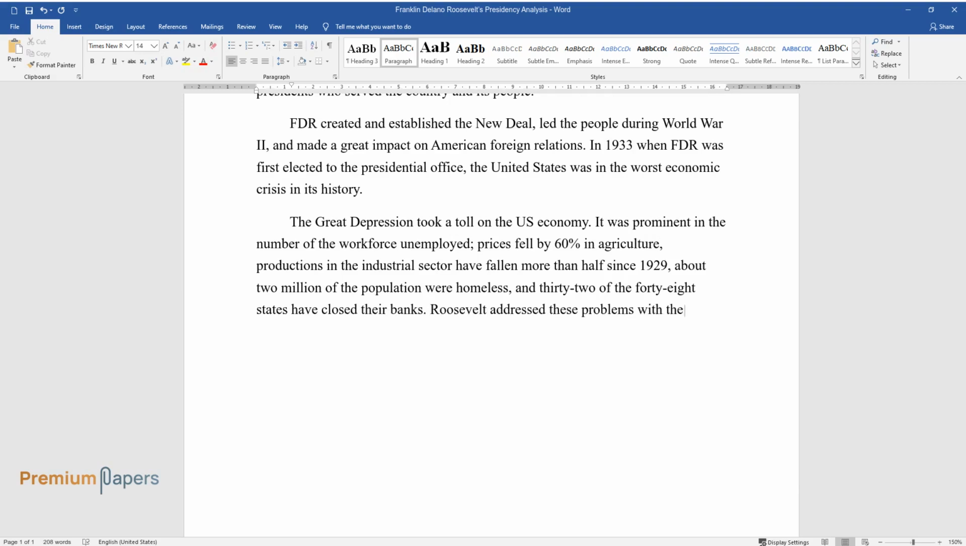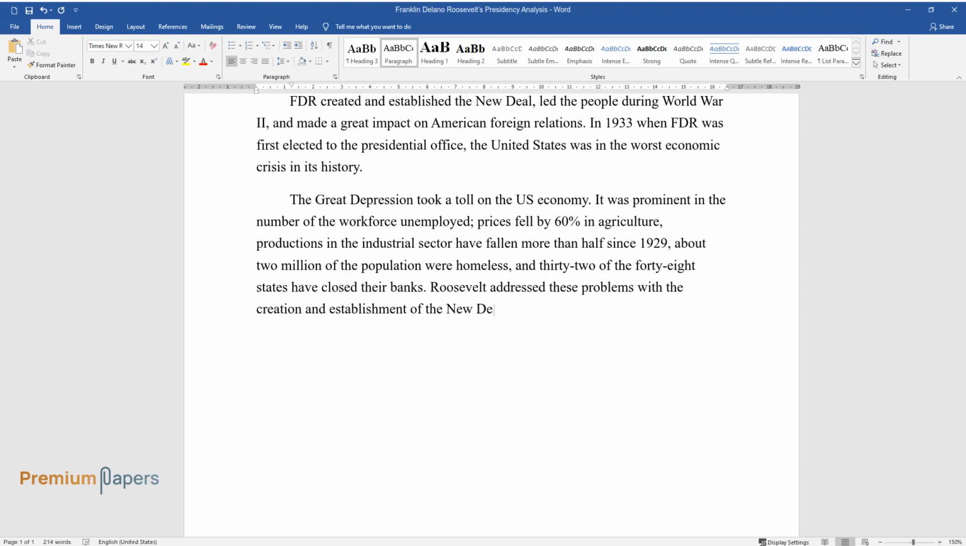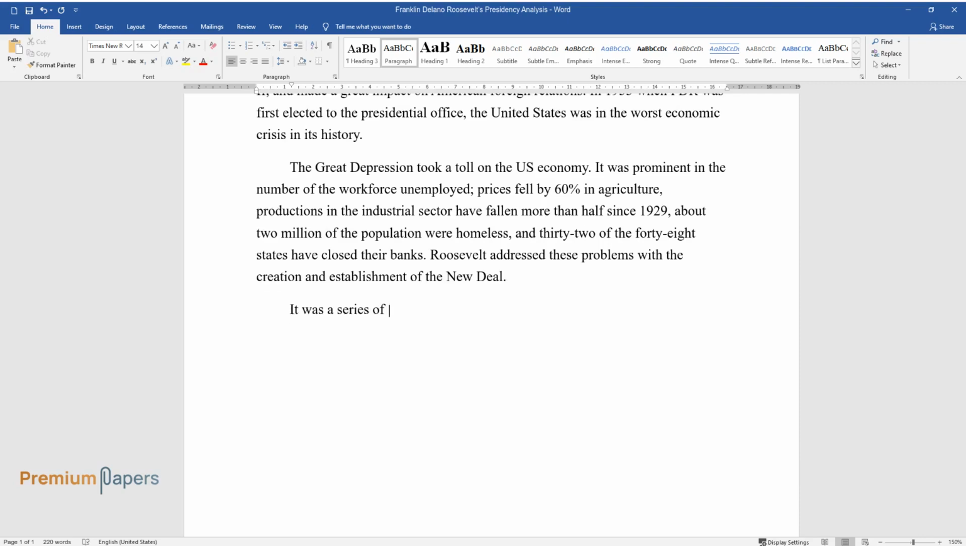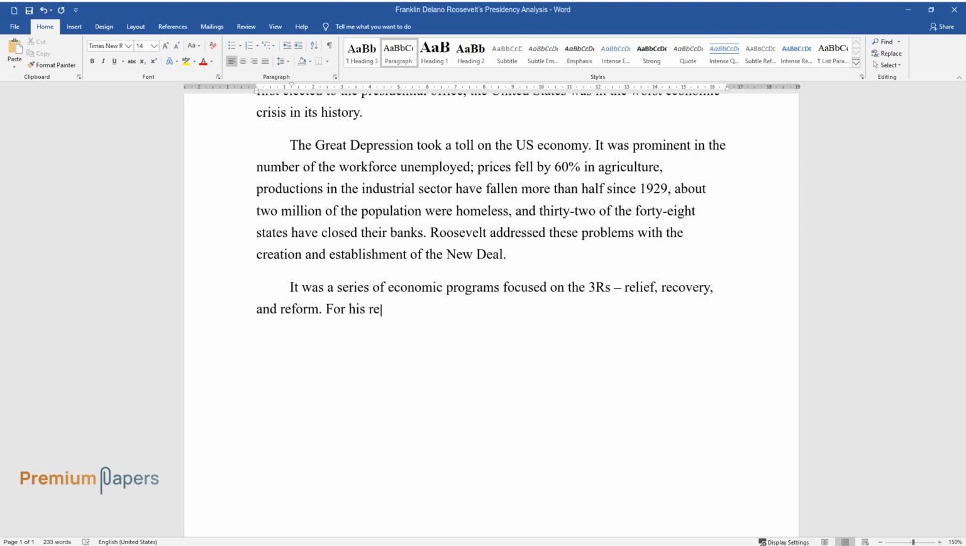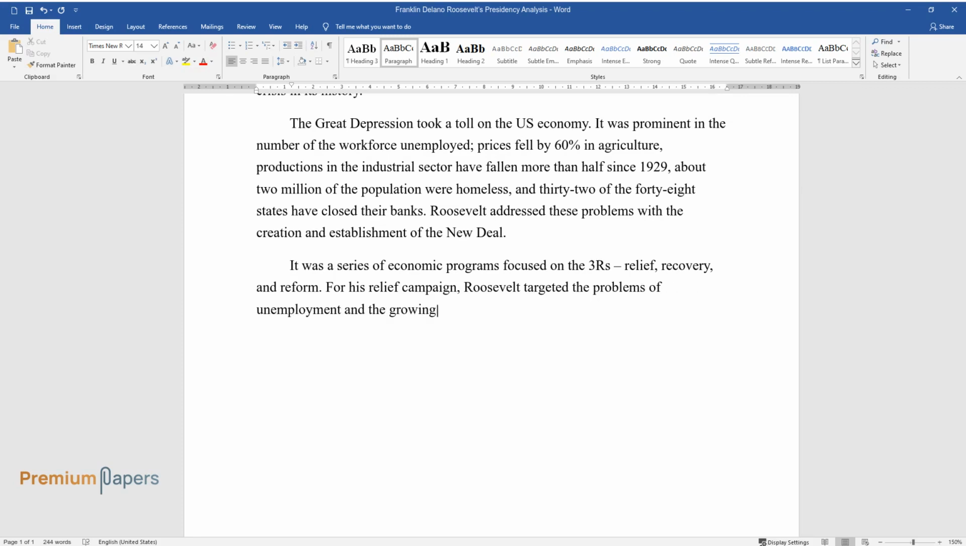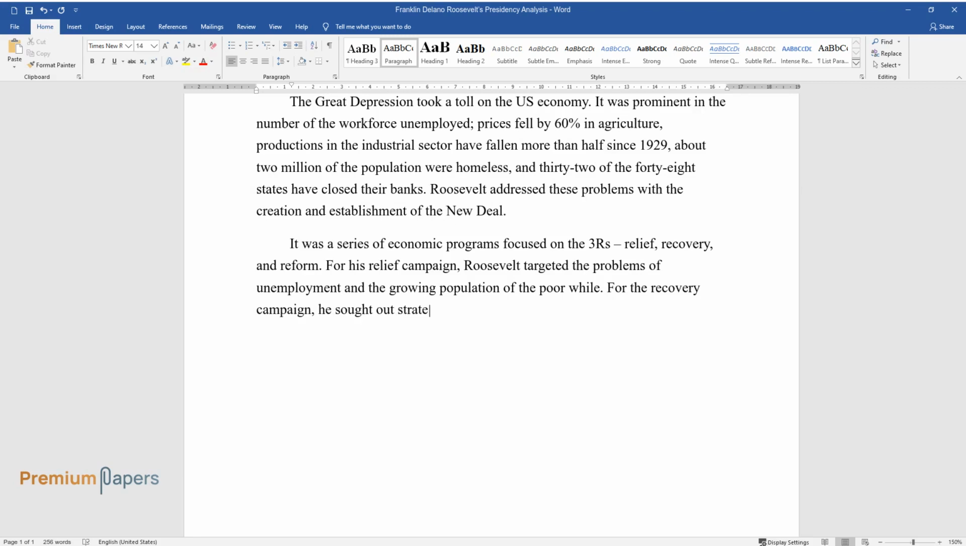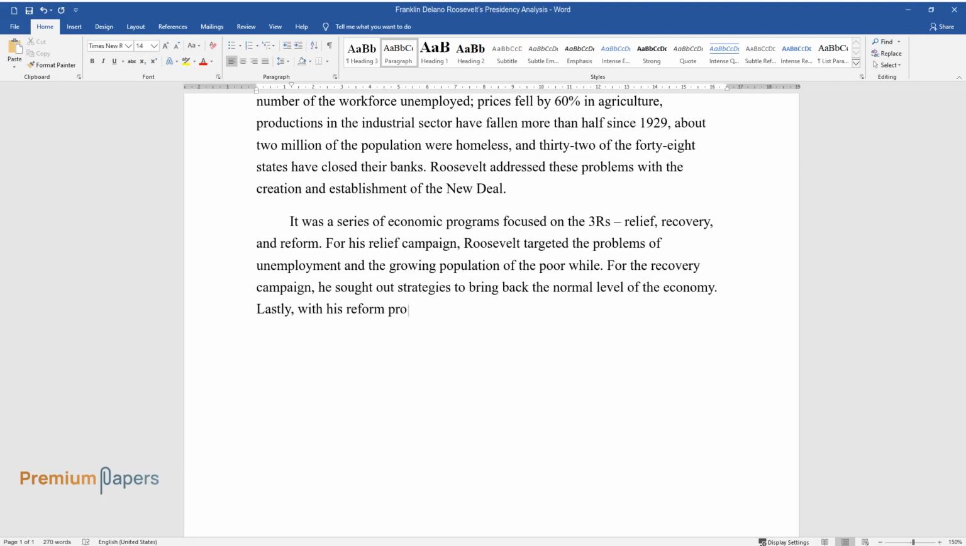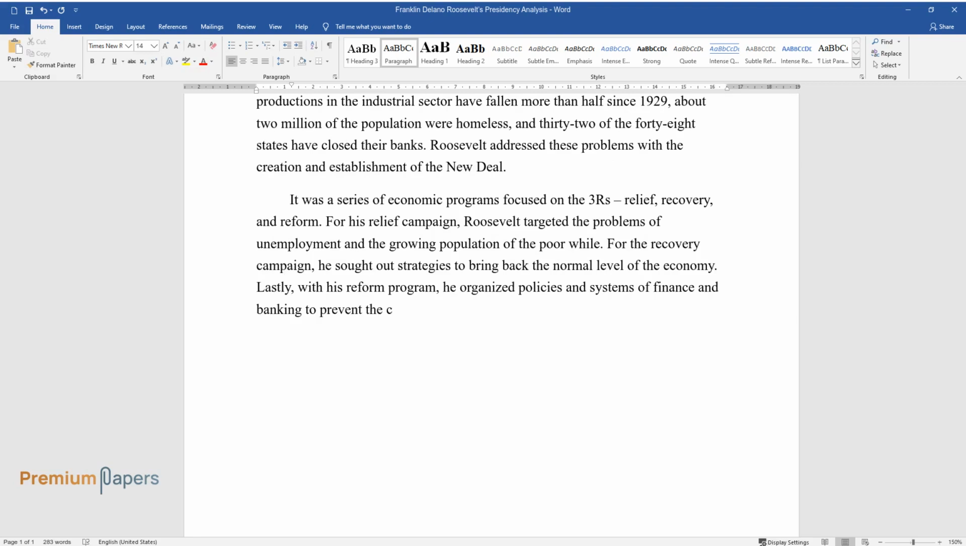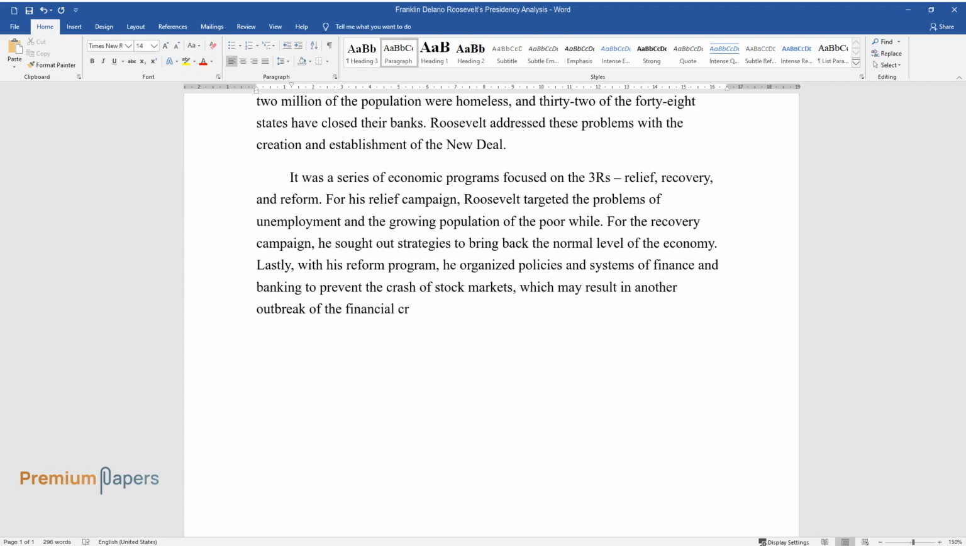Roosevelt addressed these problems with the creation and establishment of the New Deal. It was a series of economic programs focused on the 3 R's: relief, recovery, and reform. For his relief campaign, Roosevelt targeted the problems of unemployment and the growing population of the poor. For the recovery campaign, he sought out strategies to bring back the normal level of the economy. Lastly, with his reform program, he organized policies and systems of finance and banking to prevent the crash of stock markets, which may result in another outbreak of the financial crisis.